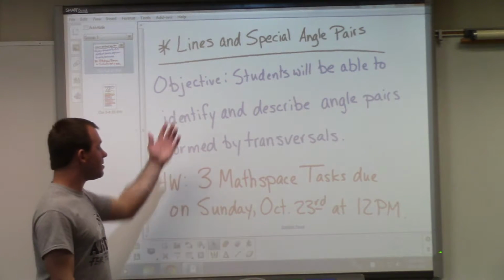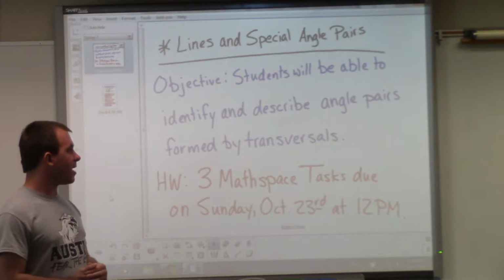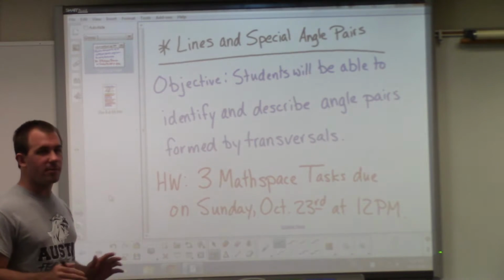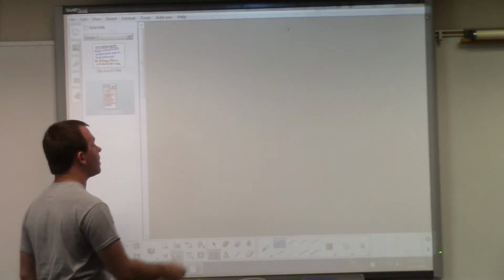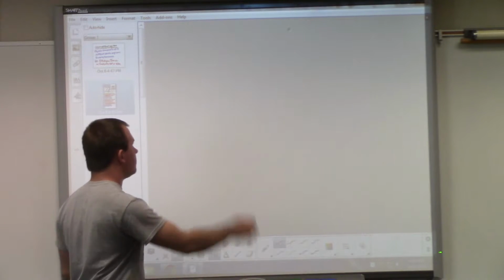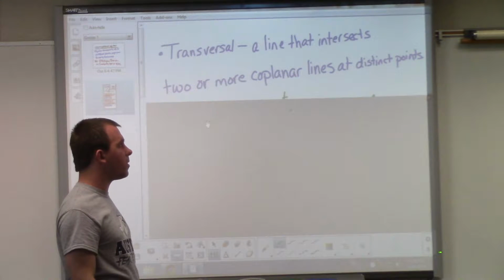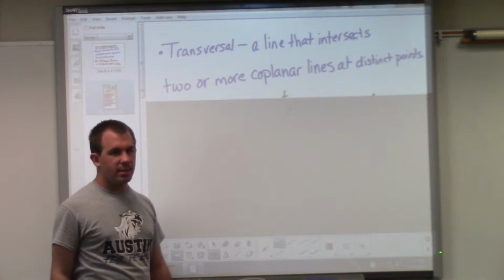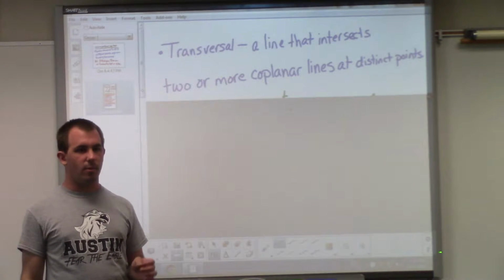Okay, so now back to the lesson. Lines and special angle pairs. We're going to be able to identify and describe angle pairs formed by transversals. Notice, notes aren't too long today, so that's good. So here we go. First, what is a transversal? Well, a transversal is a line that intersects 2 or more coplanar lines at distinct points. A line that intersects 2 or more coplanar lines at distinct points.